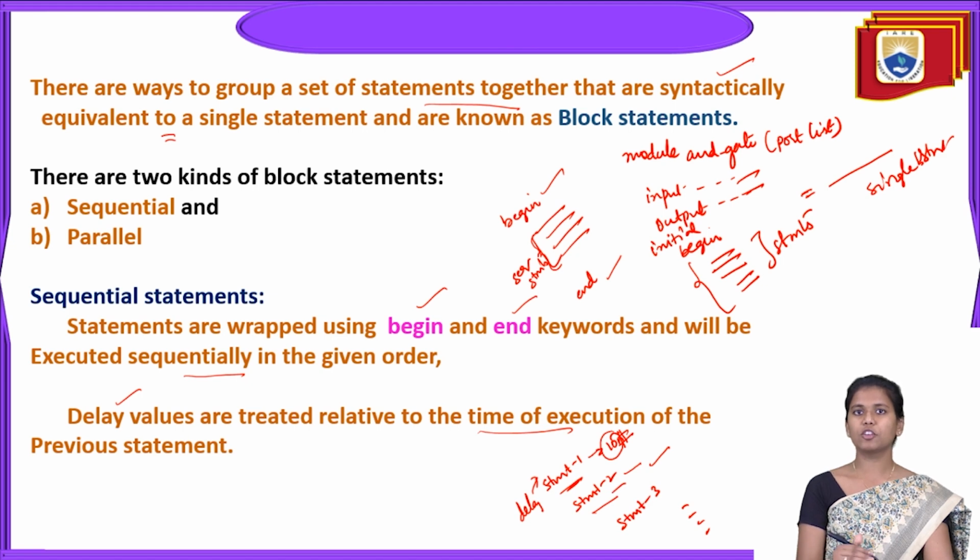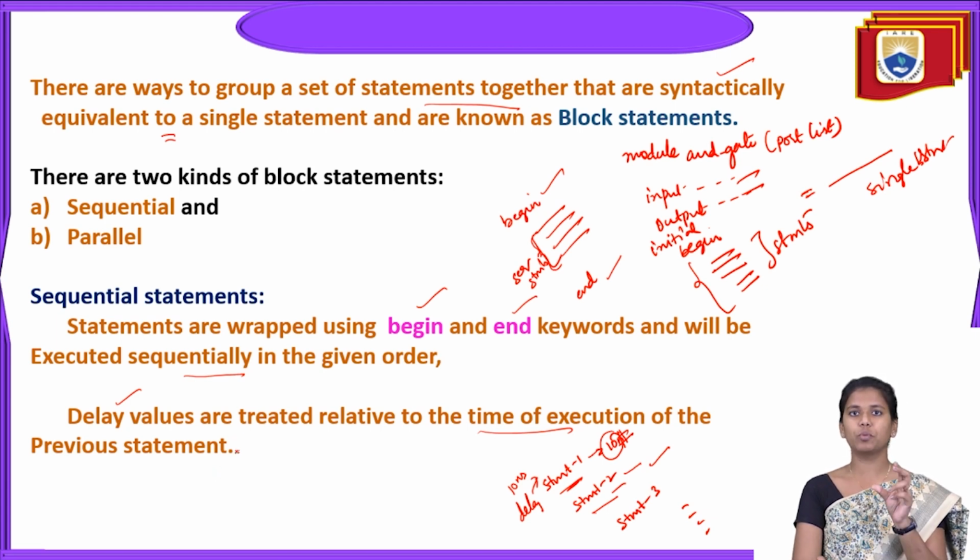The delay for the execution of the present statement depends upon the previous statements. That means, for example, if my statement 2 goes for execution, then it has to see the delay based on statement 1. So, for example, statement 1 got executed with a delay of 10 nanoseconds. Then after 10 nanoseconds, my statement 2 will go for the execution. So, this is what we will see in the sequential statements.